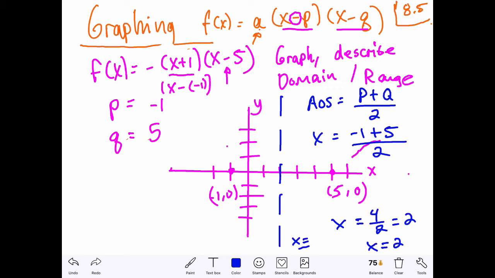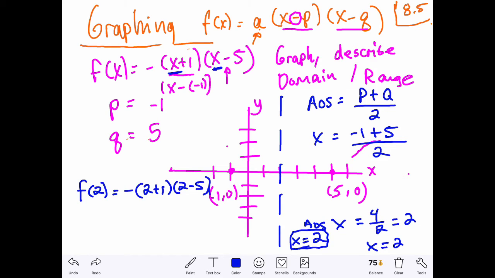And notice it should be midway between p and q, and it is. Look, it's 3 units to the left of 5 and 3 units to the right of negative 1. Okay, once we have that x equals 2 value, we're actually going to find what the y value is. So we'll do f of 2, and we're going to plug it in to our original equation for every x in the function. Negative the quantity 2 plus 1 times the quantity 2 minus 5.